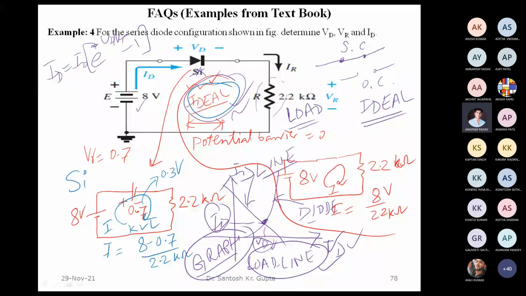We assume that the diode is... what is that called? Actual diode having no potential. No, it is not like that. We cannot assume that. If it is an ideal diode, then we can assume the potential across it is zero, a short circuit. If it is not an ideal diode, then we have to take this voltage as 0.7 volt.